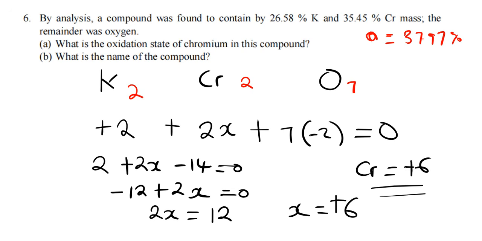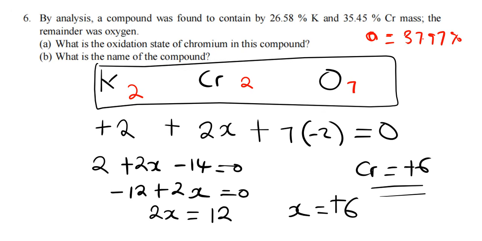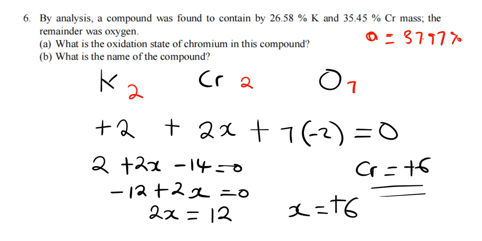So that's how you find the oxidation state. If you've just been given percentages, those percentages are going to help you find the empirical formula. Then from the empirical formula, you'll be able to calculate the oxidation numbers for each of them. And they are asking us what is the name of the compound in B. You're able to see that we've got 2 potassiums, or just potassium as a metal. Then we've got chromium there. We've got 2 of them.